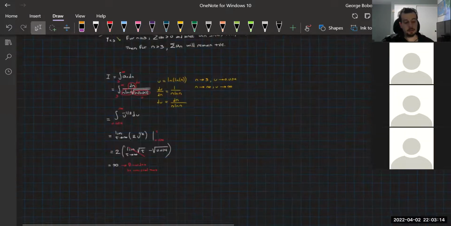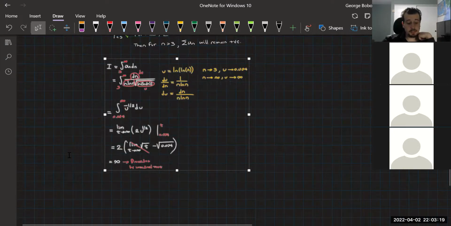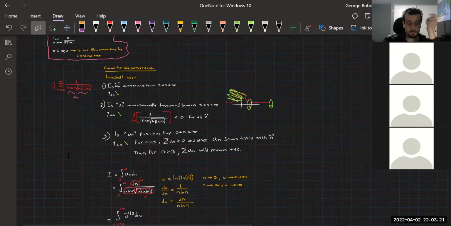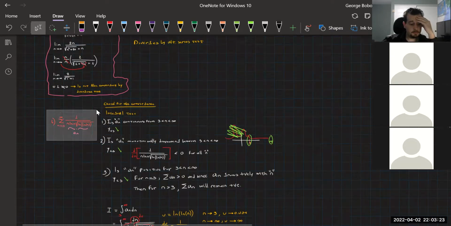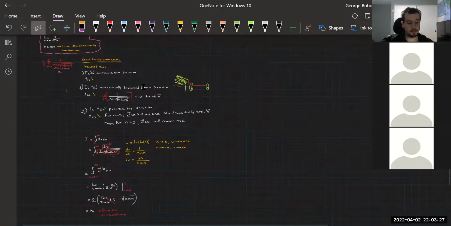Perfect. So an unexpected integration. This is what this was, an unexpected integration. And we failed it. No, I mean the test failed. We did it correctly.